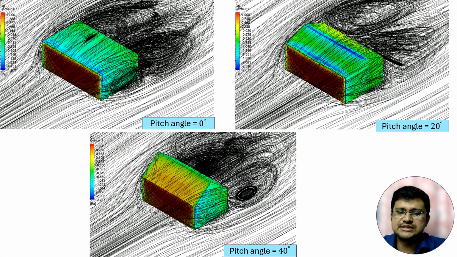Now these are the streamlines when wind is coming from 0 degree. I have already mentioned that wind will be 0 degree when wind is coming and hitting the longer side of a particular industrial shed. Now these are the streamlines for different pitch angles, and here vortex is formed just behind the building model. This side we will say is the windward side, and behind, where vortex is formed, that side we will say is the leeward side.